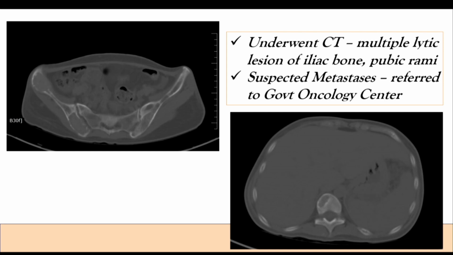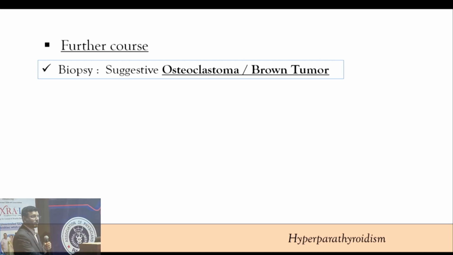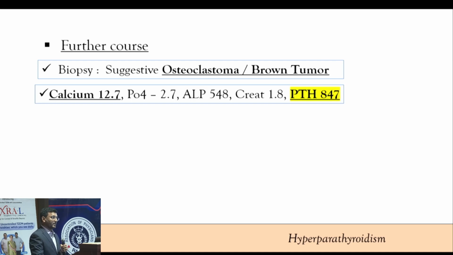So she was suspected to have some kind of undetected malignancy, and all these lesions were suspected to be metastasis. She was referred to an oncology center at Ahmedabad, and they did the biopsy there. Biopsy was suggestive of osteoclastoma, or simply brown tumor. And then, unfortunately, calcium profile was ordered. The calcium was 12.7, phosphorus was low, 2.7, and PTH was 847. So it is high PTH, high calcium, so primary hyperparathyroidism, and the lesions were brown tumor.